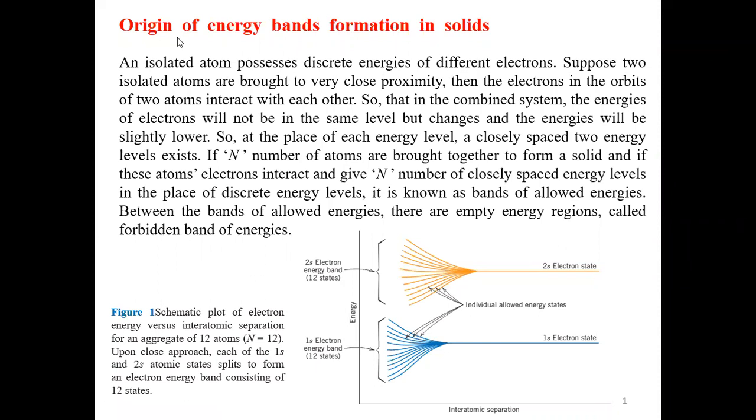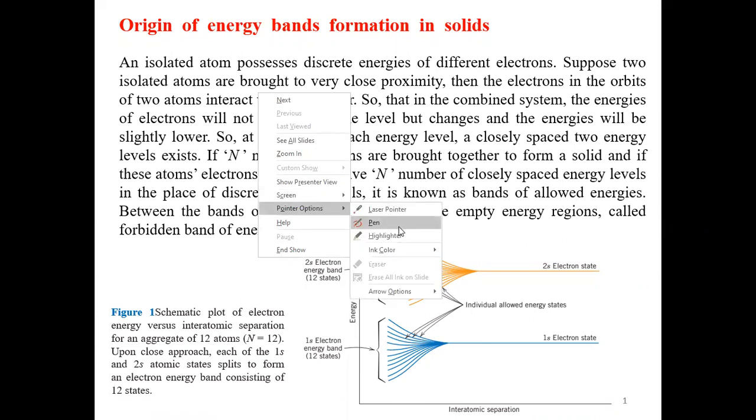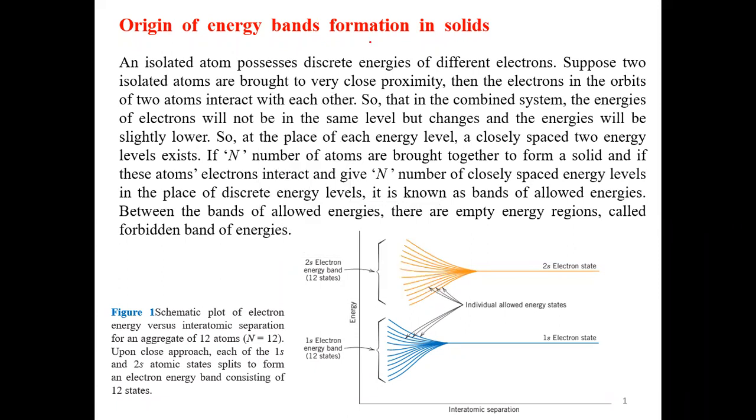Okay, so this is our new chapter, the origin of energy band in solids. As I have mentioned previously, we have studied why the two atoms come close to each other, that is, the bonds in solid. Now, in a solid, when the atoms come close to each other, what happens to their energy level? We're going to study that.